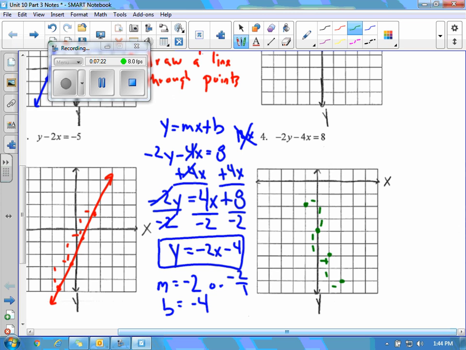So when I have points, I can draw a line through them, make sure it goes all the way through, make sure I have arrows on the end. Alright, just these 4 examples for part 3.